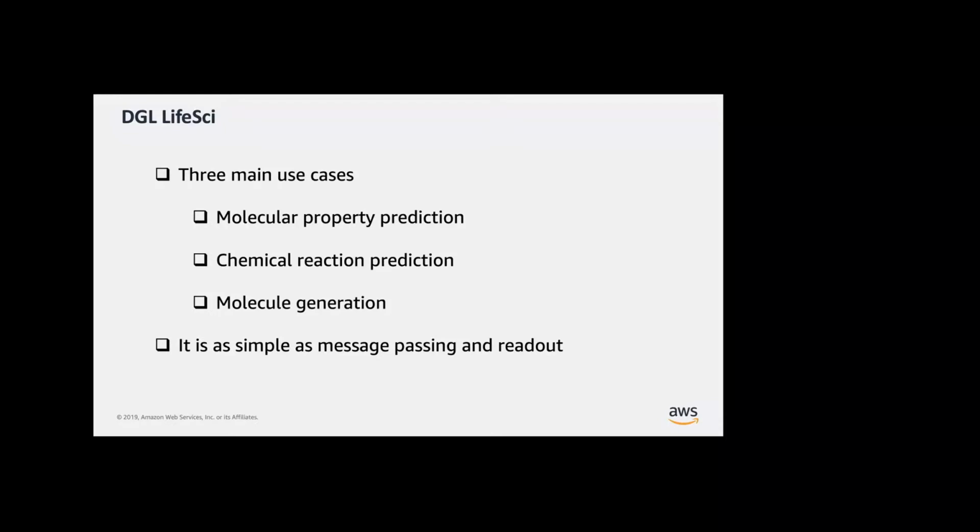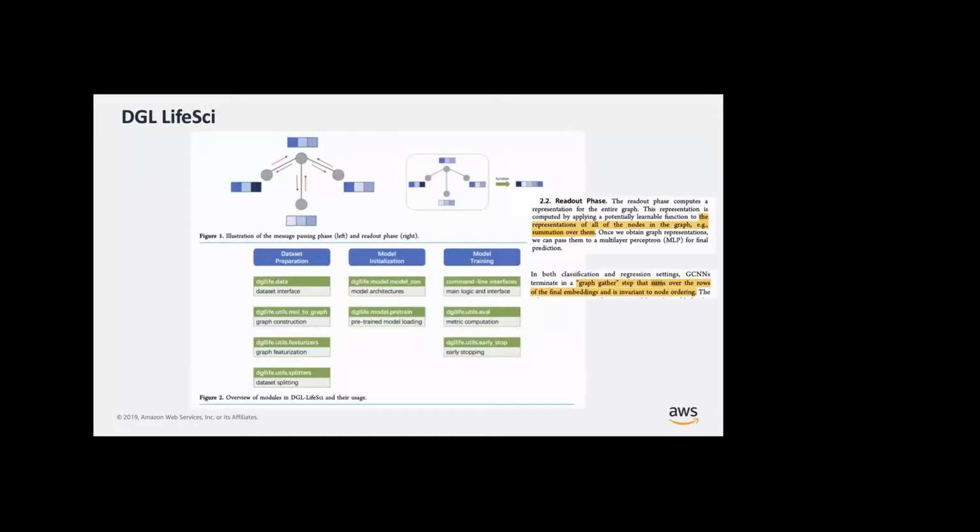As far as I see, there are three main use cases. Number one, molecular property prediction, which is usually toxicity as well as solubility prediction of whatever the molecule. Second is chemical reaction prediction. And then there are some uses in molecular generation. Many of these use cases are often simplified into just message passing and then graph readout in the context of general graph neural networks.